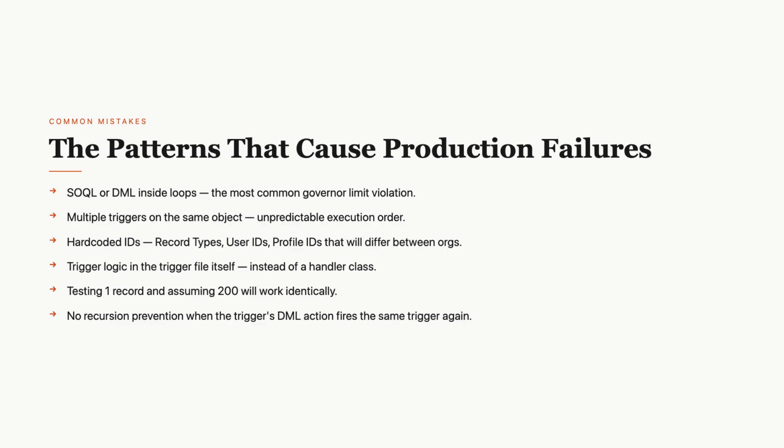For more complex async work, Queueable Apex gives you chaining, larger heap limits, and the ability to monitor jobs in the Apex Jobs UI. Batch Apex handles high-volume operations that exceed single transaction governor limits.